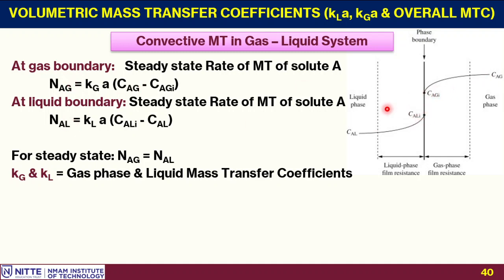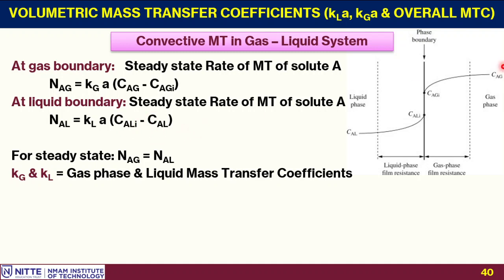In the same way, at the liquid boundary, in this liquid film, the rate of mass transfer can be given as the mass transfer coefficient KL for this region, multiplied by the interfacial area A, multiplied by the difference in concentration, that is, higher concentration minus lower concentration. So always observe this difference: higher minus lower. So CALI is higher than CAL. This particular concentration profile plays an important role when you write these two equations. Based on where it starts and where it ends, you should be able to write the differences in concentration.